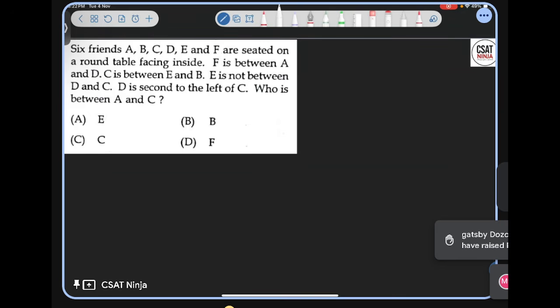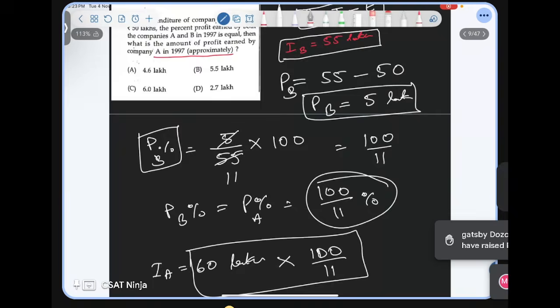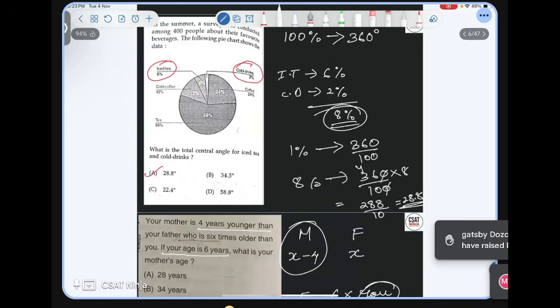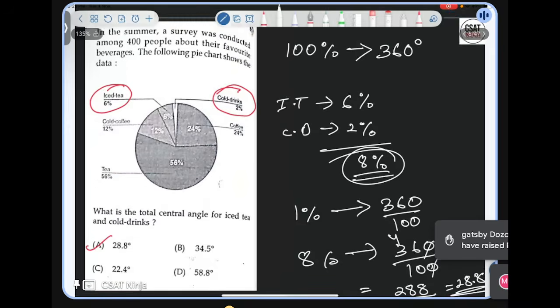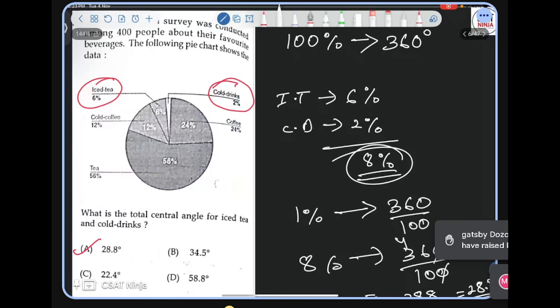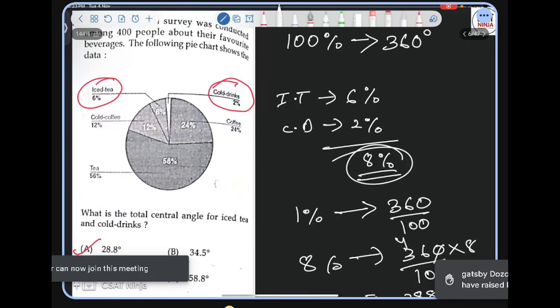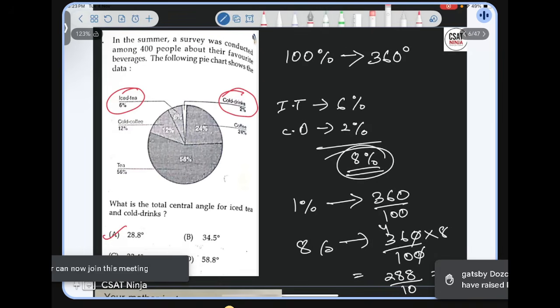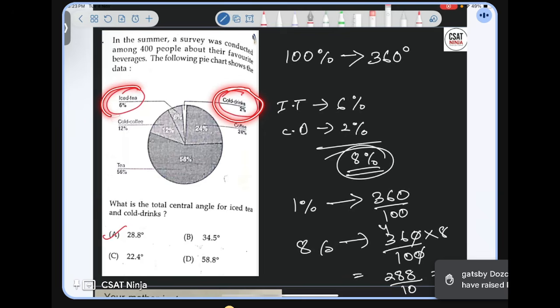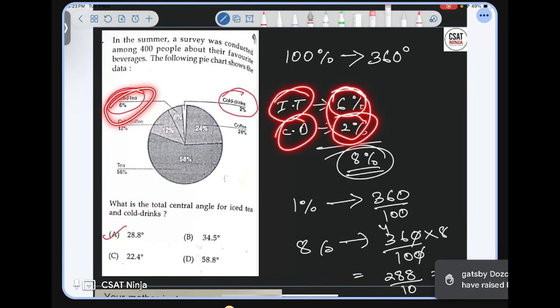Question number 3. Since someone wants me to repeat this, look here. In this question, we just need to find the central angle for cold strings and iced tea. Cold strings percentage is 2% and the iced tea percentage is 6%. So the total percentage of iced tea and cold strings is nothing but 8%.